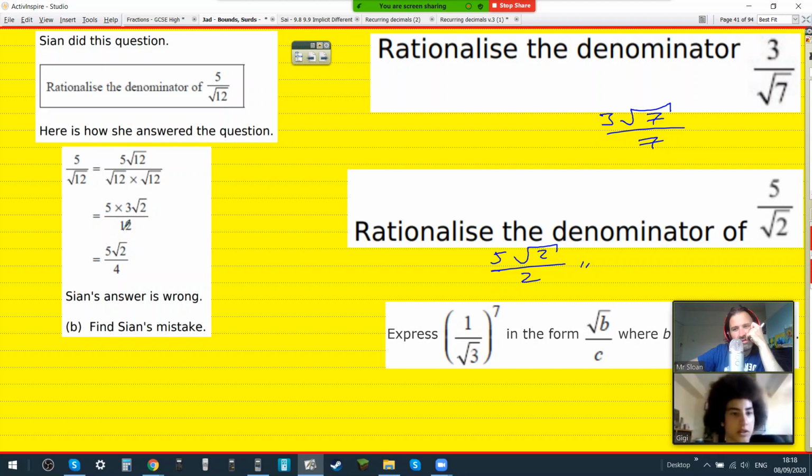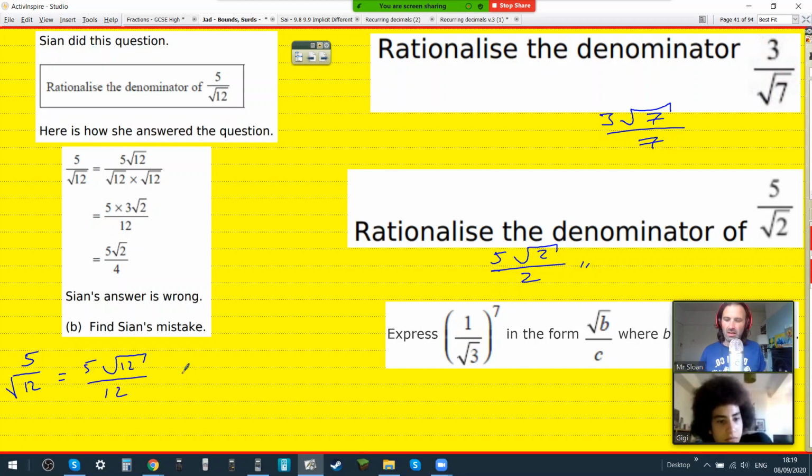Sion's mistake is to... she didn't times the 5 by root 12, is that it? The easiest way is to just do it yourself. Oh, alright, so it'll be 5 root 12 over 12, it should be. Yeah. 5 times root 3 over 2. I mean, 5 times 3 root 2. No, don't look at their stuff.